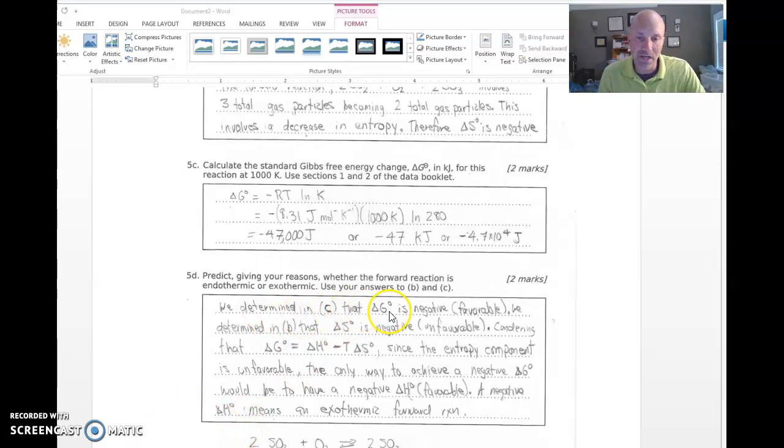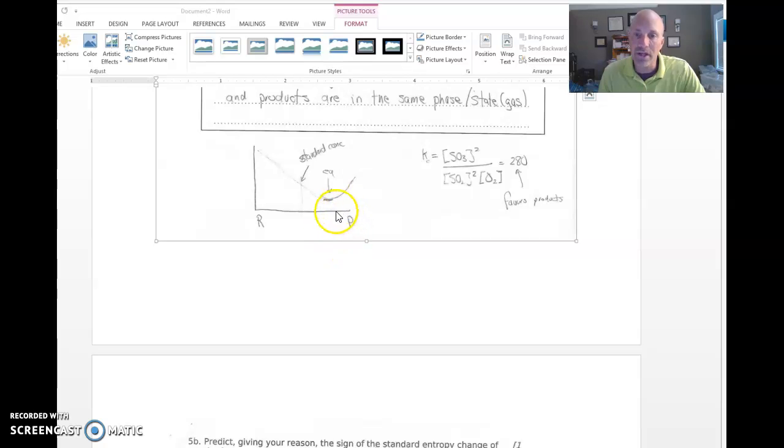Well, more technically, if the delta G at standard conditions is negative, what that means is that if you were to start with all reactants and no products, the forward reaction would be spontaneous. A quick way to rationalize that is that it's confirmed with the negative value we got in part C.